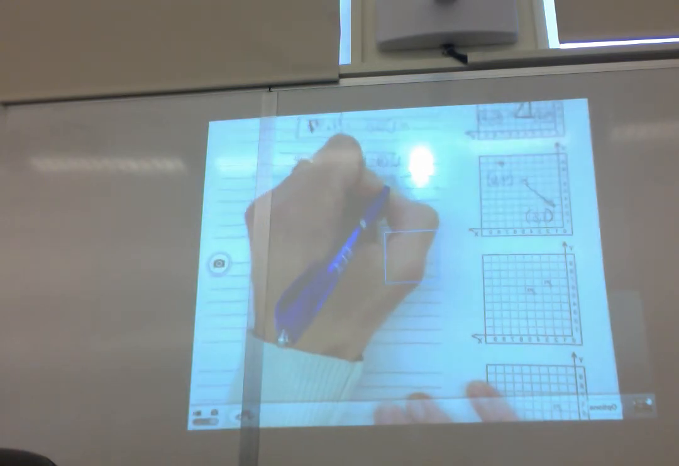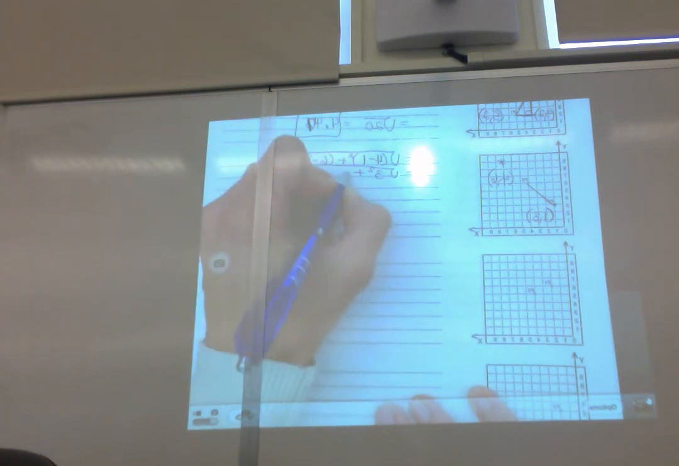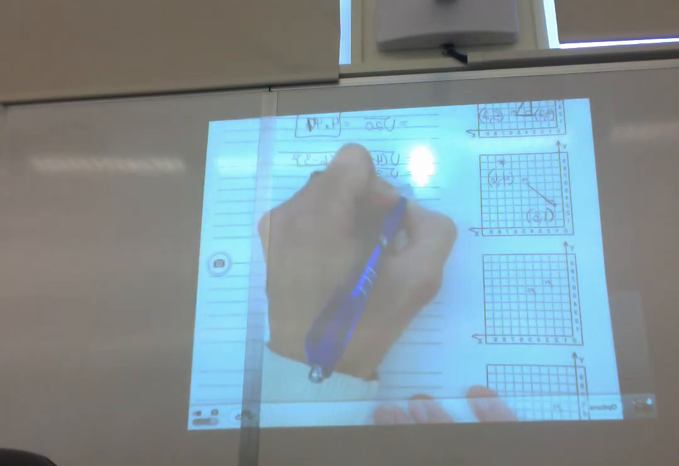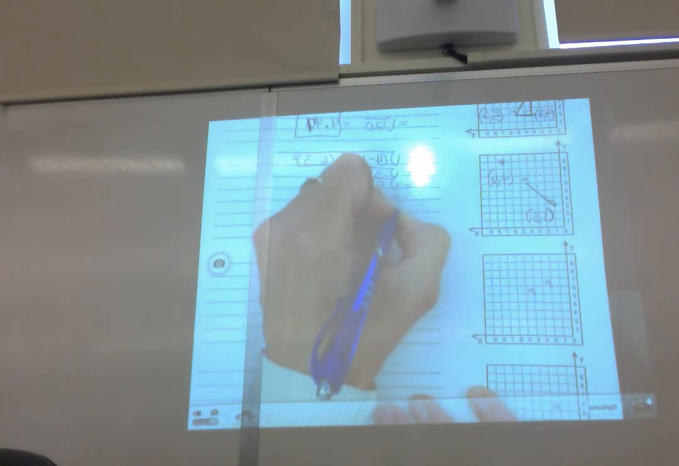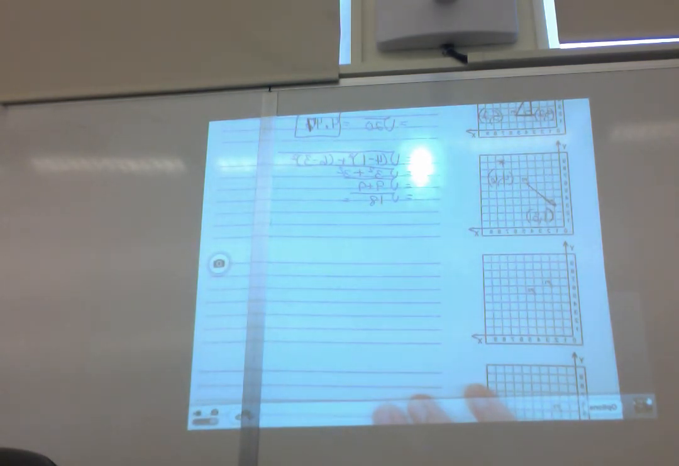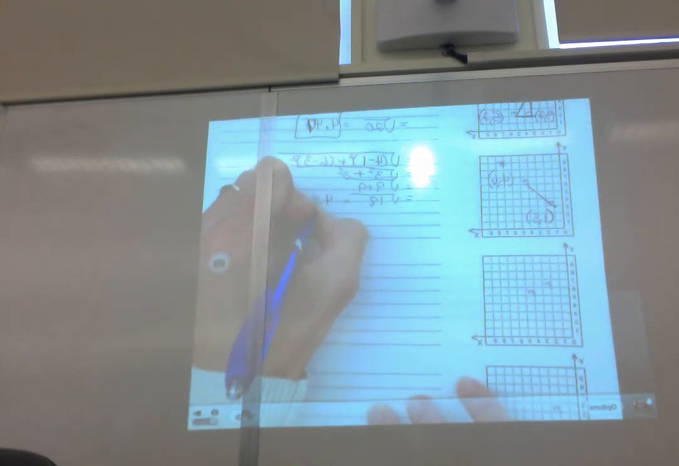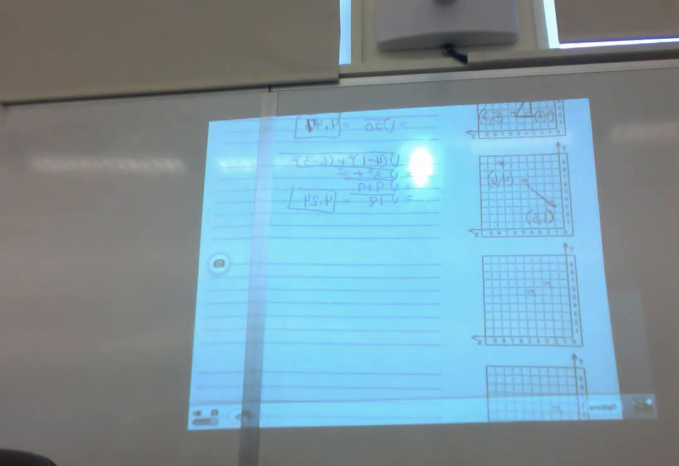Okay, 4 minus 1 is 3 squared. 6 minus 3 is another 3 squared. 9 plus 9, square root of 18. You can leave it like that or pop it into your calculator. What do we get? Could you do it in your calculator? 4.24. Okay? All right.